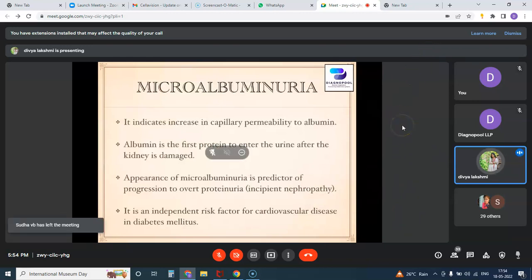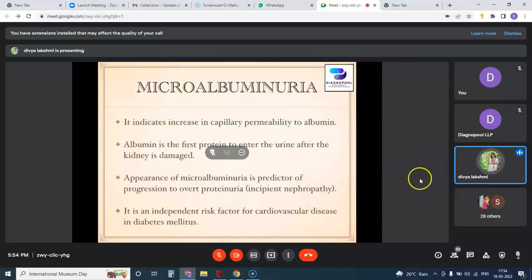One is albumin to creatinine ratio strips. Depending upon the color change, we can give the values. If it is positive, we have to do a quantifying test of microalbuminuria, and the exact amount of microalbumin present should be determined by repeated testing.